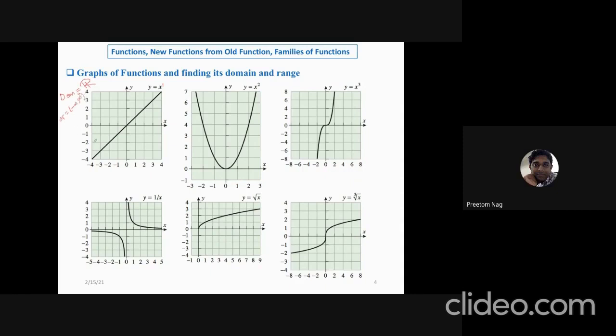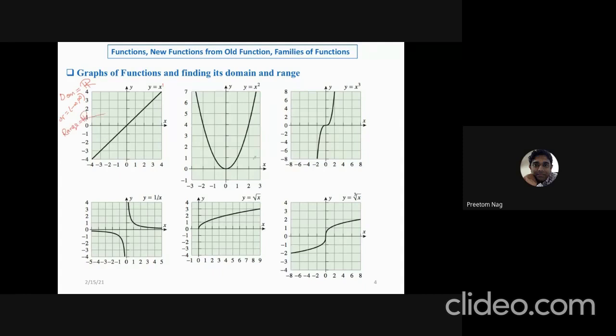Yes, the domain is the set of all real numbers. Range is also the set of all real numbers. It's because we have no restriction on taking any values of x from this set of real line. So range is also the set of real numbers. How about y equal to x square?